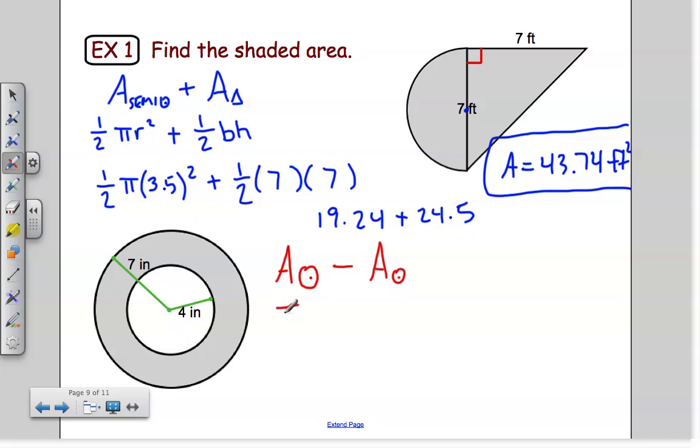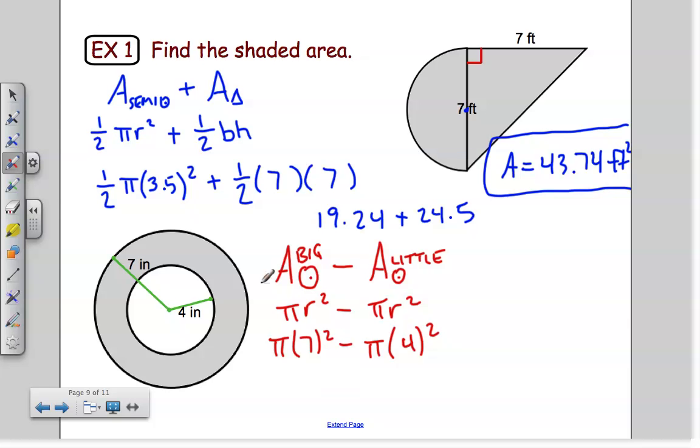So area of a circle is pi r squared, right? So pi r squared for the big circle minus pi r squared for the little circle. If we're taking that little circle away from the big circle, we'd have what's left. The radius of the big circle, that 7 does refer to the entire thing there. So that radius of the big circle is 7 minus pi times radius of the little guy is 4 squared.